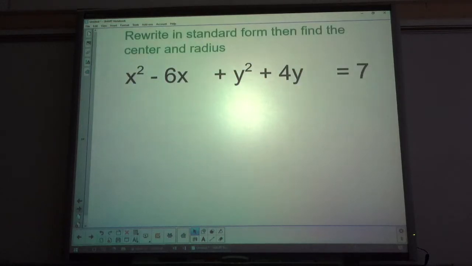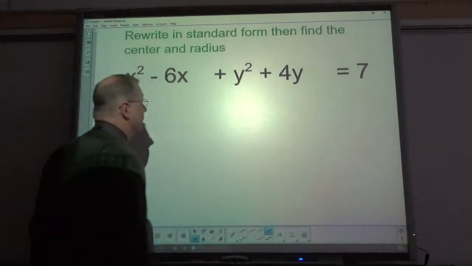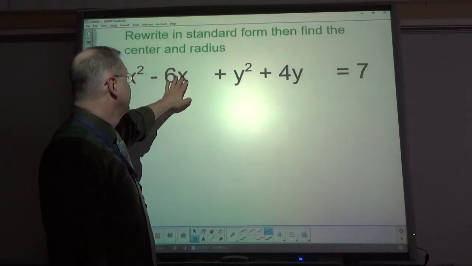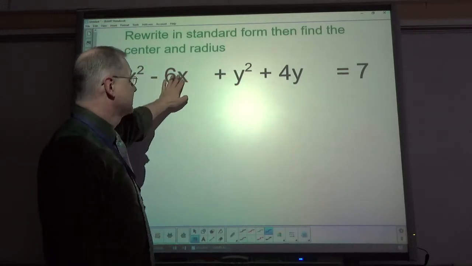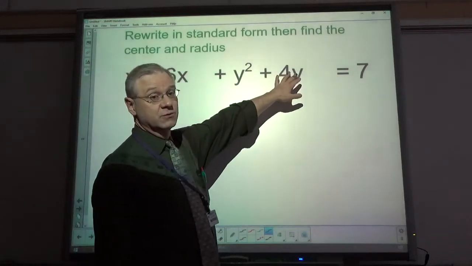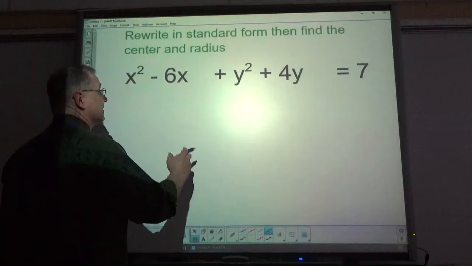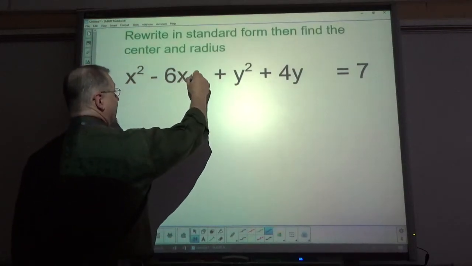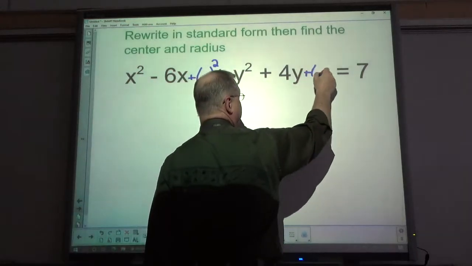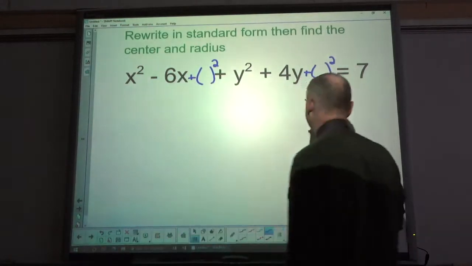Rewriting in standard form. This requires the use of completing the square. So we've done that before. Notice I've left a gap between the x squared and x term, and the y squared terms, because to complete the square, I'm going to add something here squared, and I'm going to add something here squared. Now I have to balance that.